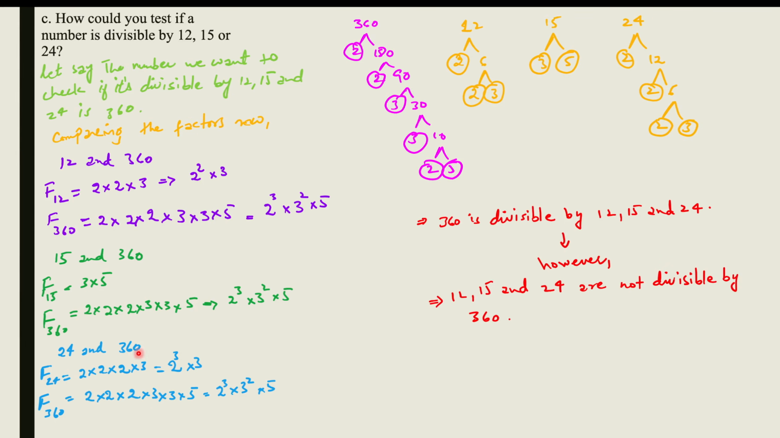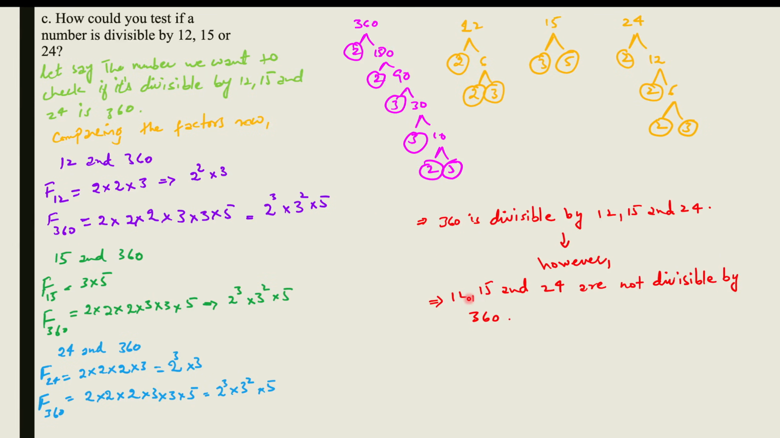One thing you have to keep in mind is that 360, in this example in particular, is divisible by 12, 15, and 24. Any number we want to check for divisibility by certain given numbers, we have to express it as a product of prime factors. Then we have to compare the factors and check their powers. If it's equal or greater, that is the criteria for divisibility. If it's less than that, then it's not possible.